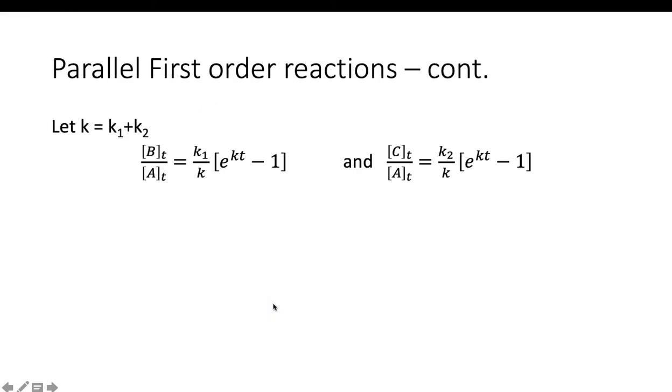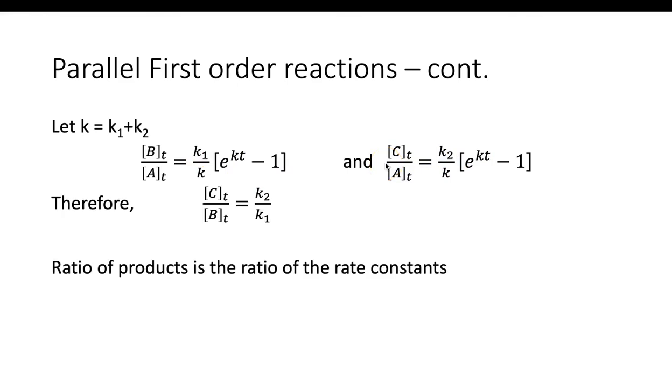Okay, so let's look at these in terms of ratios. If we were to figure out the concentration of B at any time t relative to our reactant concentration, we're just going to substitute K for the sum of the rate constants, and this is just this exponential, and C would be this exponential. But what may be most interesting is the ratio of the products. If we take these and ratio them, the only difference is K2 and K1. So our C over B is just the ratio of the rate constants because we have two first order reactions.